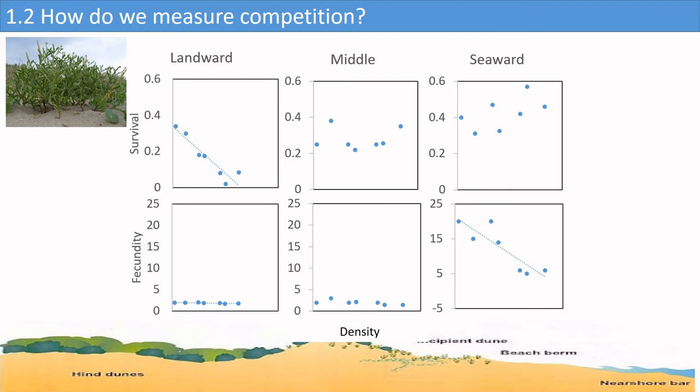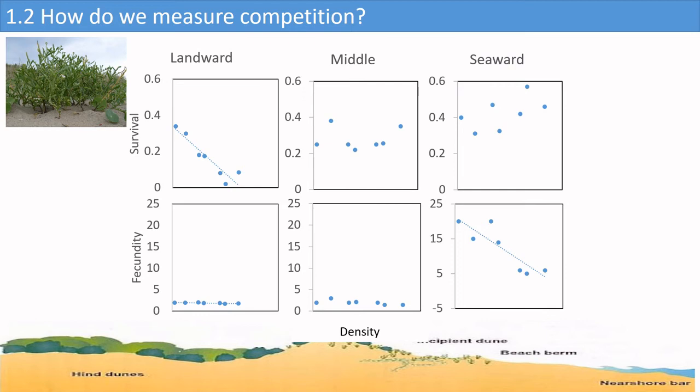Yes? I don't know what fecundity is. It is reproductive success. It can be number of seeds, it can be number of flowers, anything that is like fertility. Does that make sense? Okay. So fertility, number of seeds, let's say number of seeds.